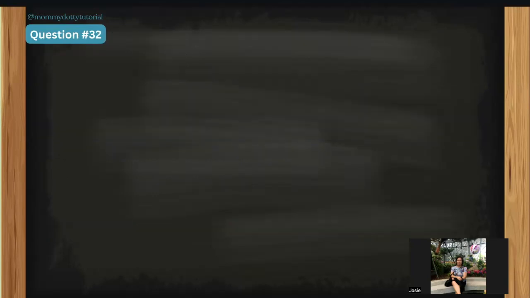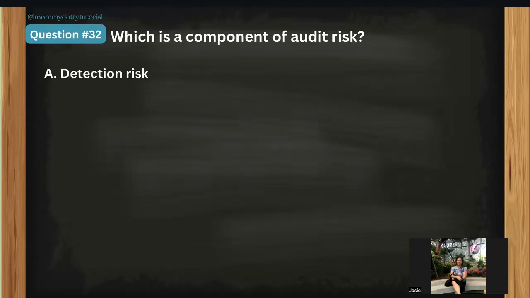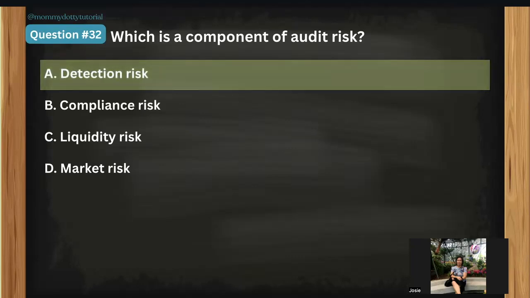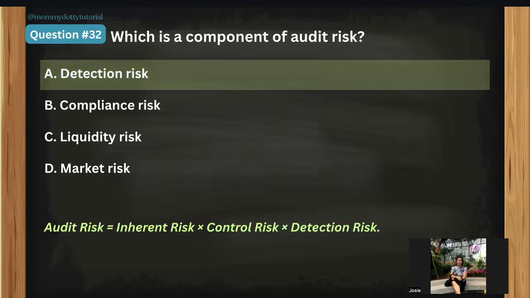Okay, question 32. Which is a component of audit risk? A. Detection risk. B. Compliance risk. C. Liquidity risk. And letter D. Market risk. You may pause this video to think. The correct answer is letter A. Detection risk. So audit risk is equal to inherent risk and control risk and detection risk. So remember the three: inherent, control, and detection. Okay, let's move to question 33.